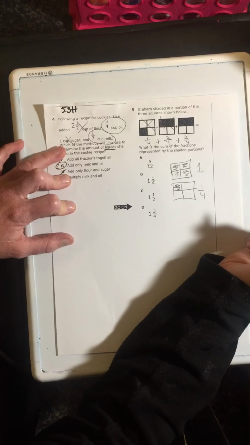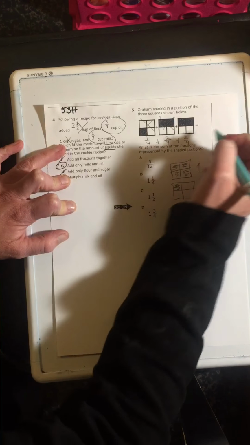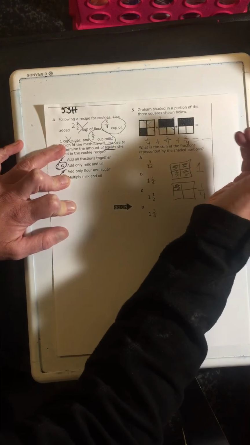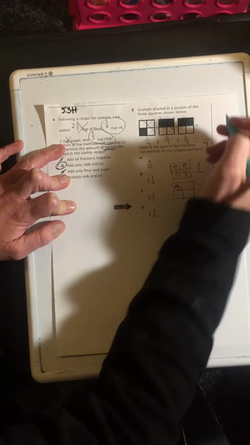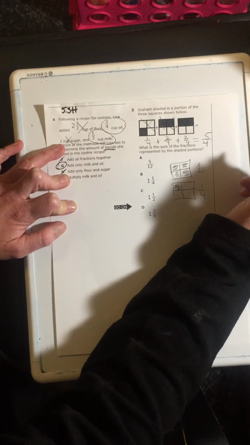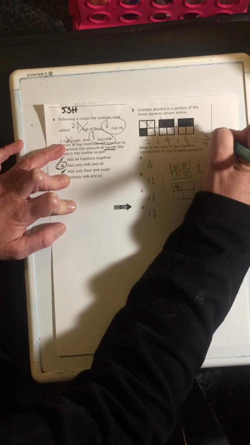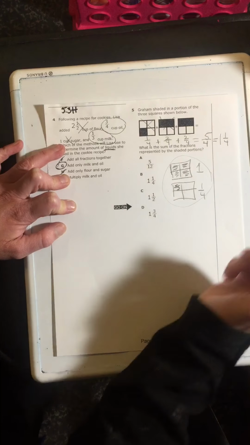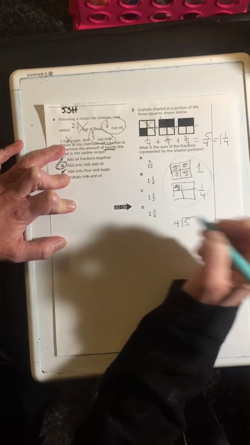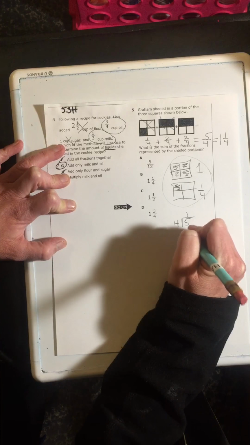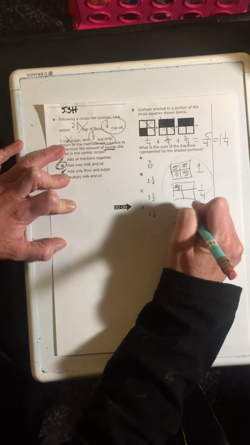I can also see this if I add across the numerator. So the denominator stays the same. And then I would have 1, 2, 3, 4, 5/4. And I know by drawing my model that 5/4 is equivalent to 1 and 1/4. You could also divide that out. So 5 divided by 4. 4 goes into 5 one time. We subtract 4. We're left with 1. So this is my new whole number.